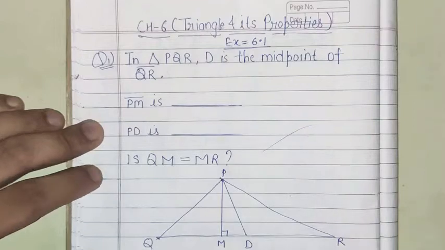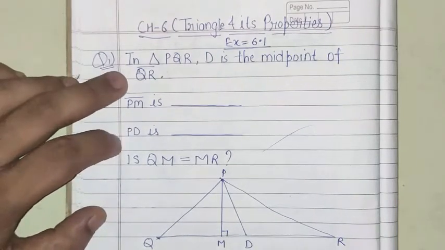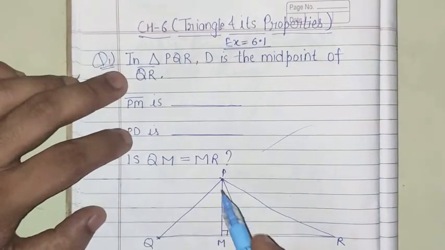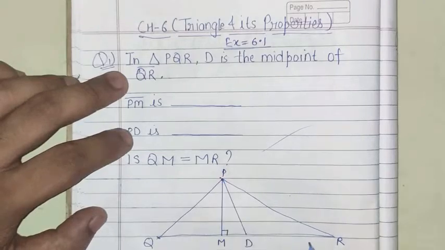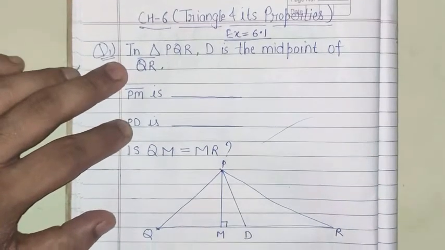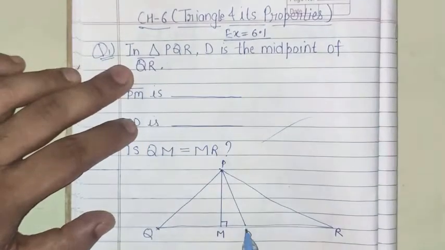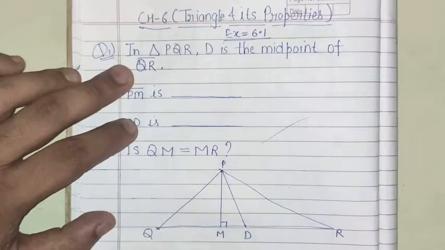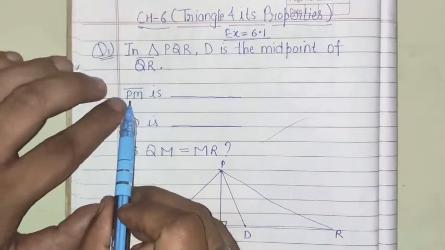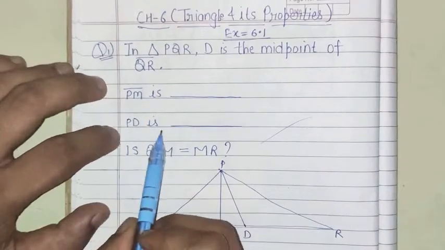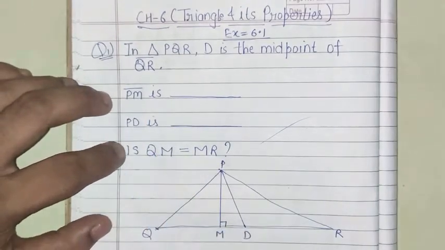Question number 1 in this exercise: in triangle PQR, D is the midpoint of QR. D is the midpoint of this line segment QR. Now we have to find PM, PD, and whether QM is equal to MR.